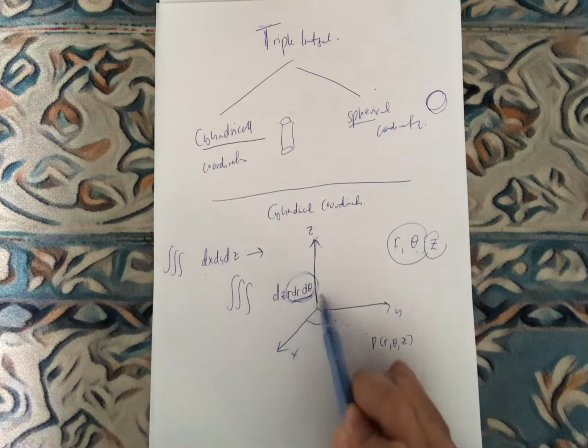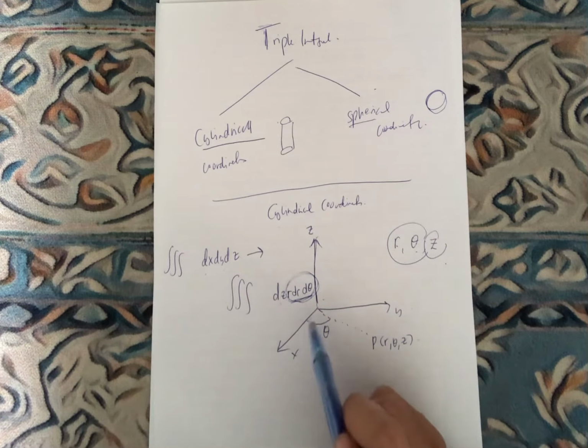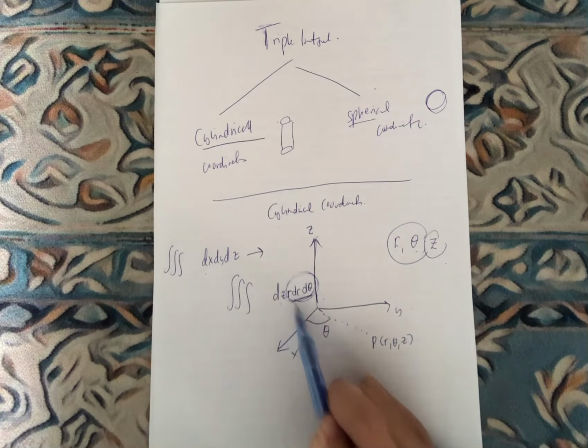About the sequence, actually it doesn't matter. You can start first with dz, also can. You can start with d theta, also can. You can start with dr, also can.